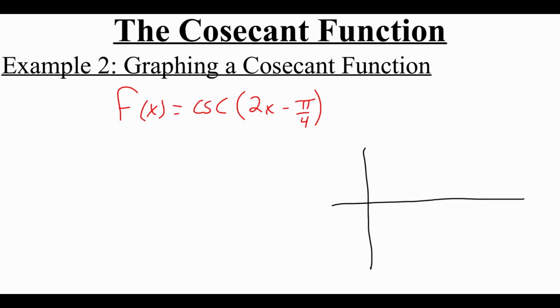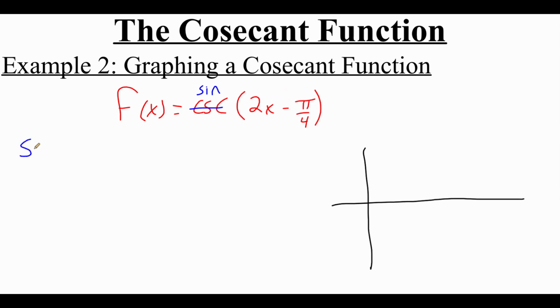Now as we're taking a look at this example, we've got the cosecant of 2x minus pi over 4. And just like we did on the last one, to graph this out, we're going to pretend that this says the sine, do all of our normal sine graphing things, and then make adjustments to the picture. So this one has a phase shift and a period change.